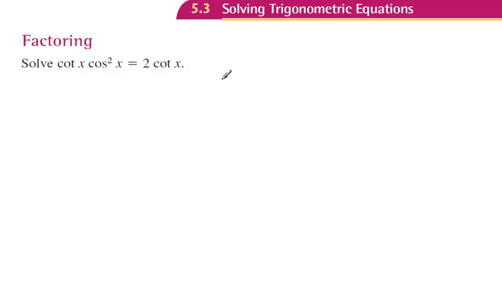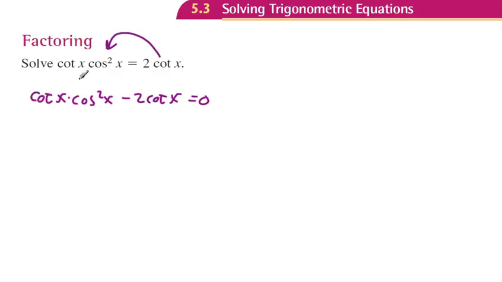So what we need to do first, before we even start factoring anything, because we can't really factor anything as is, is rewrite everything so it's on the left-hand side. So I'm just going to put this 2 cotangent on the left-hand side. All right, so it's cotangent of x times cosine squared of x minus 2 cotangent of x. All I've done is rewrite this on the left-hand side of our equation.